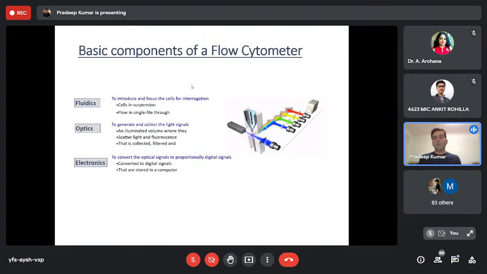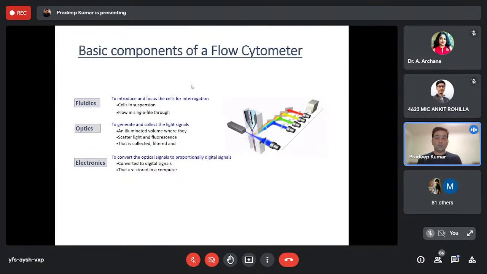Once the signal goes to those components, the different signals are separated, like you can see the blue, the green, the yellow, and the red. So all signals are segregated into different wavelengths, and then they're sent to individual detectors, which are photomultiplier tubes in the case of flow cytometers, and then they are sent to the electronics of the instrument.